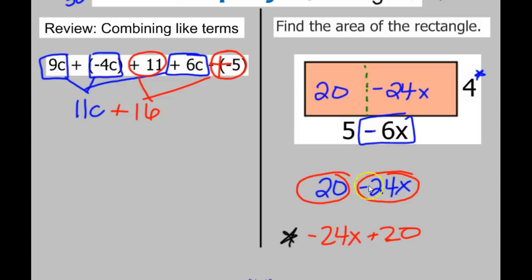However, some people leave it like this. Technically, this is okay, except some of you are going to try and subtract 20 minus 24. You can't do that. These are two separate terms. These are touching, so you can't combine them together.